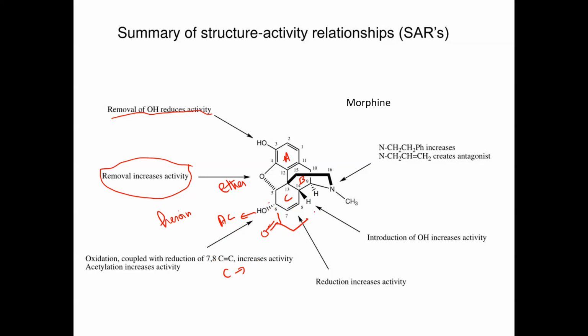In this position, if the H is replaced by OH, the activity of morphine decreases. Now here, in this tertiary amine bicyclic chain, if the N-methyl is replaced by a benzyl group, activity increases. And if the N-methyl is replaced by an allyl group, activity decreases. Actually, it acts as an antagonist. This is the structure activity relationship of morphine. So if you are asked to write about structure activity relationship, you can write the example of morphine as well as the example of penicillin.